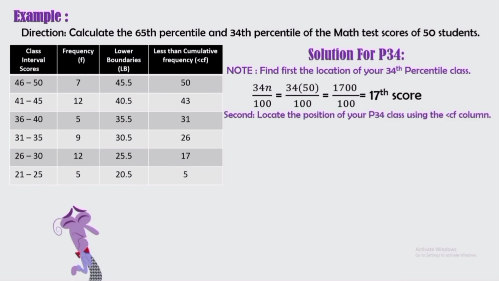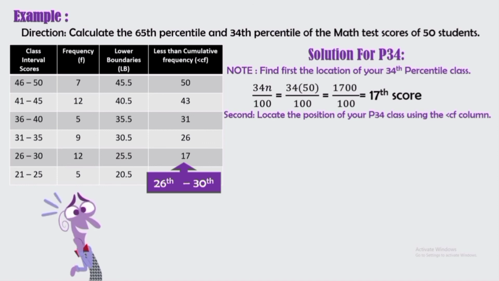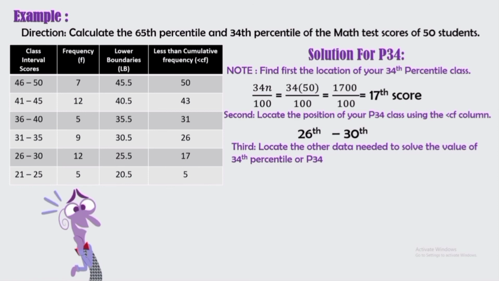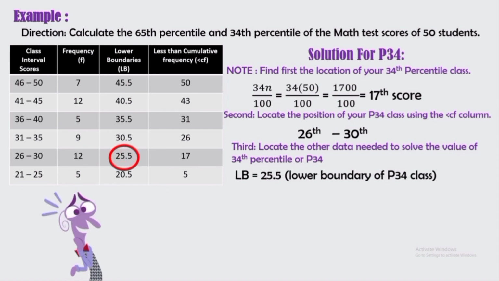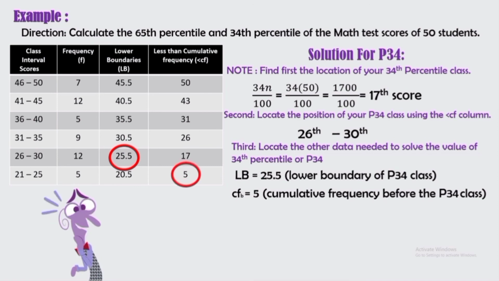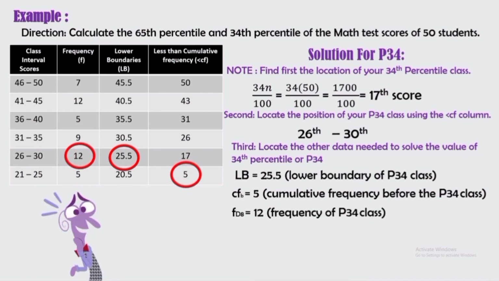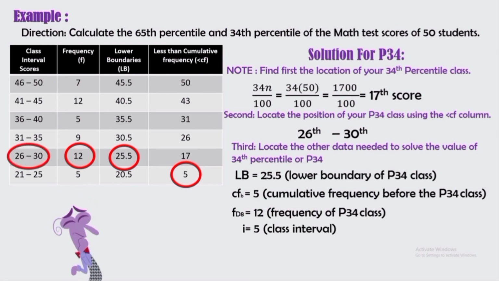Second, locate the position of your 34th percentile class using the less than cumulative frequency column. Third, locate the other data needed to solve the value of the 34th percentile. Lower boundary is 25.5. Cumulative frequency is 5. Frequency is 12. Class interval is 5.